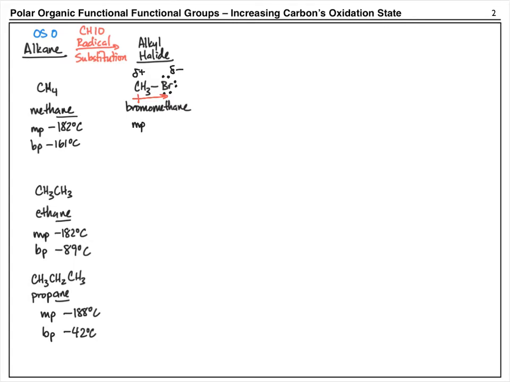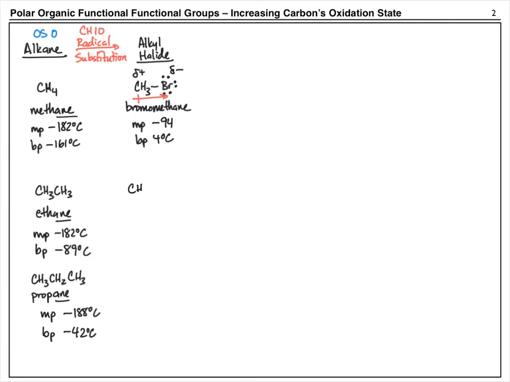The melting point is now negative 94. The boiling point is 4 degrees C. So again, what do we want to understand? That in substituting a hydrogen for a halogen, look how much the melting point and the boiling point has now changed. And that is due to the presence of these lone electron pairs, the polarized bond. Now we have these dipole-dipole attractive forces.